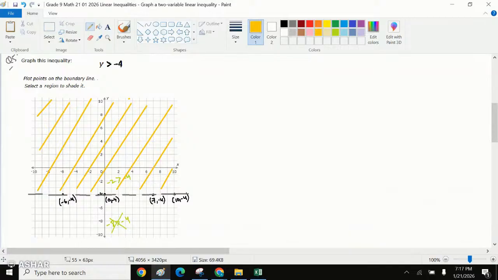Okay, so let's see if this is clear. Let's move on to the next question. Are there any questions regarding this? Just remember that since there is no equal sign, it will stay as a dotted line.